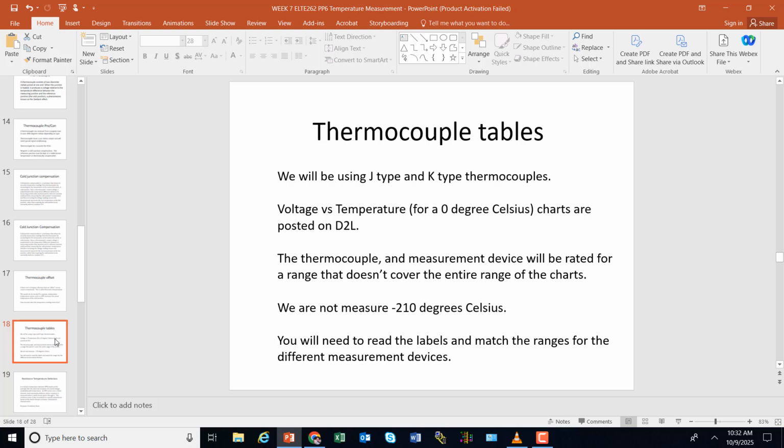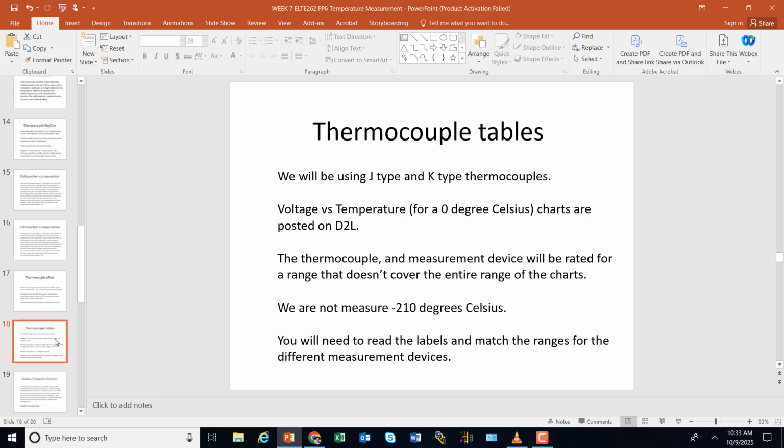We'll be using J-type and K-type thermocouples, and the charts are on D2L, and one of the homework problems is about that. It's voltage versus temperature for 0 degrees Celsius, by the way. Charts are posted on D2L, so you can run with the 0 degrees Celsius. You don't have to worry about the offset or anything like that when you're making your installation and calculations. We'll do the offset later.